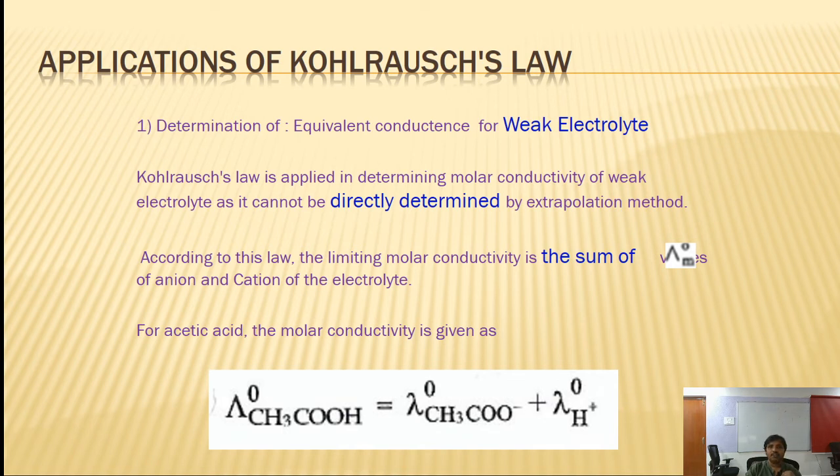According to this law, limiting molar conductivity is the sum of the limiting molar conductivities of the anion and cation of the electrolyte. That is, the limiting molar conductivity of acetic acid is the sum of the conductivity shown by the acetate ion and the H plus ion.